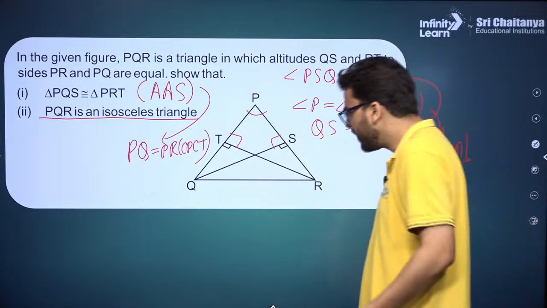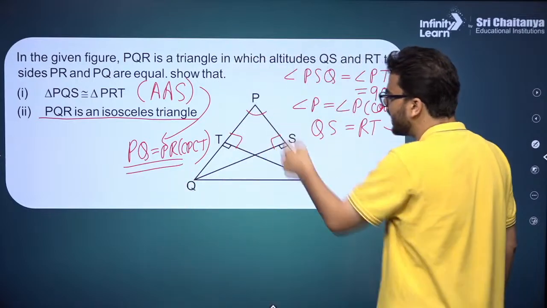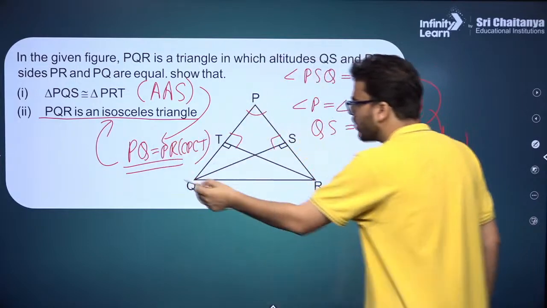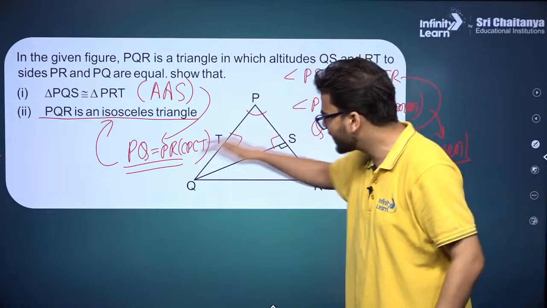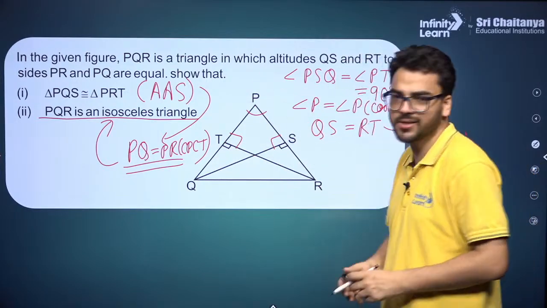And if we have proved PQ and PR to be equal, can't we say that we have already proved that PQR is an isosceles triangle? If in a triangle you have proved two sides to be equal, isn't it enough to prove that the triangle is an isosceles triangle?